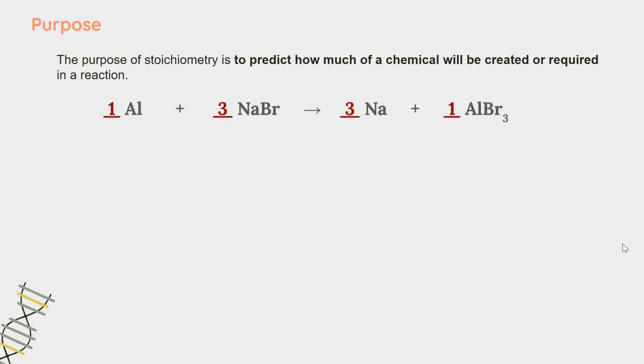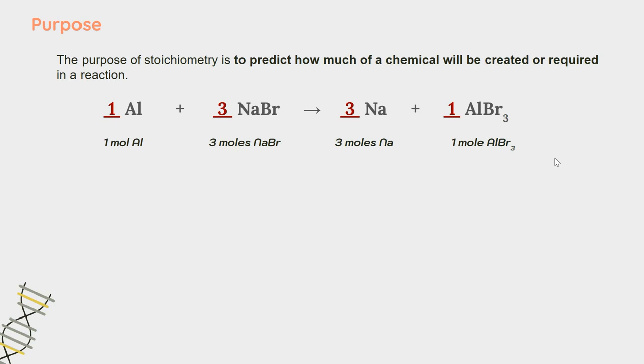So for instance, we saw this reaction in a previous video when we did mole to mole conversions. We can see from this reaction, if we look at those coefficients, that we expect 1 mole of aluminum plus 3 moles of sodium bromide. We predict that if we reacted those, we'd form 3 moles of sodium atoms and 1 mole of aluminum bromide molecules. Now, in the lab, we don't measure moles directly.